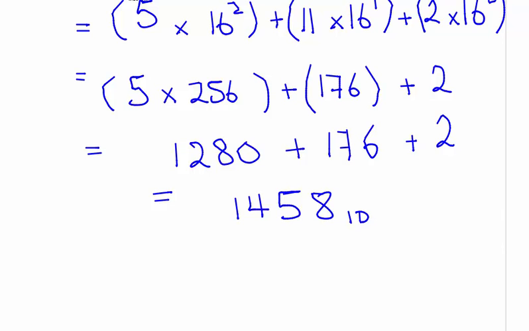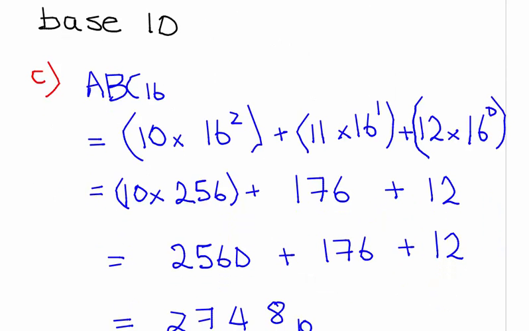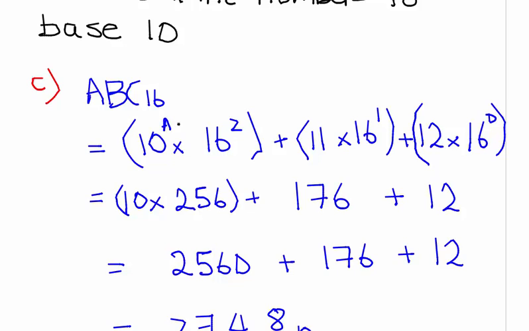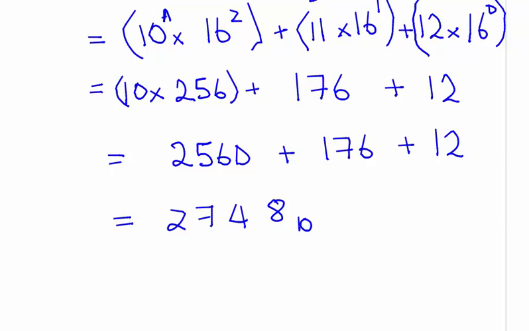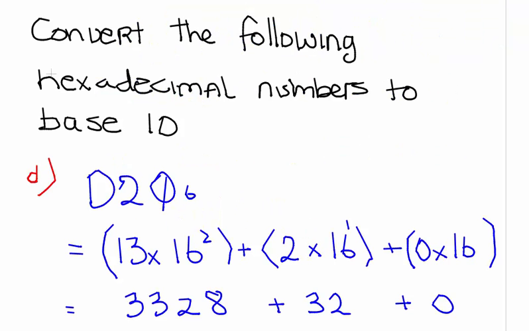So another one, ABC. In this case, A is 10, B is 11, and C is 12. Just have those ready in your mind. So 10 times 16 squared plus 11 times 16 to the power of 1 plus 12 times 16 to the power of 0, which is 12. So we have 10 times 256 plus 176 plus 12. Actually, these are very similar to what we've done before, so essentially this is fairly quick. 2,560 plus 176 plus 12 gives us 2,748 base 10.